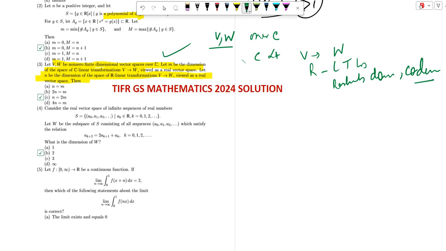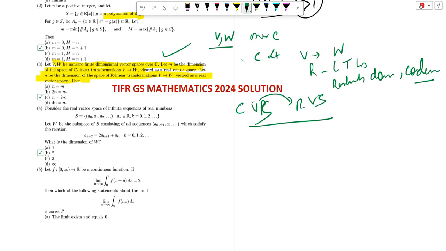Now in this case, every C-linear transformation is an R-linear transformation. So the dimension of the complex vector space when viewed as a real vector space, a complex vector space viewed as a real vector space, is twice its dimension as a complex vector space.